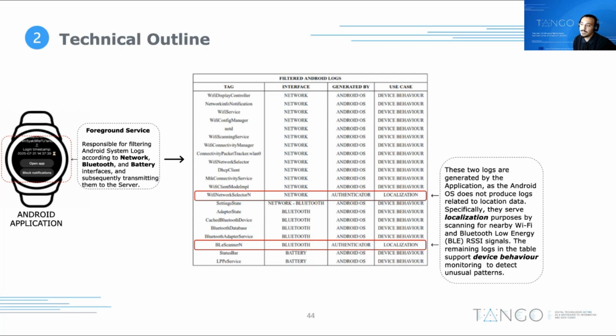The first one is responsible for scanning the nearby Wi-Fi RSSI signals, while the second one is responsible for scanning the Bluetooth low energy RSSI signals that we get from the Bluetooth low energy devices respectively. These two logs are transmitted to the server for localization purposes, while the rest of the logs that we see in this table support device behavior monitoring to detect unusual patterns.